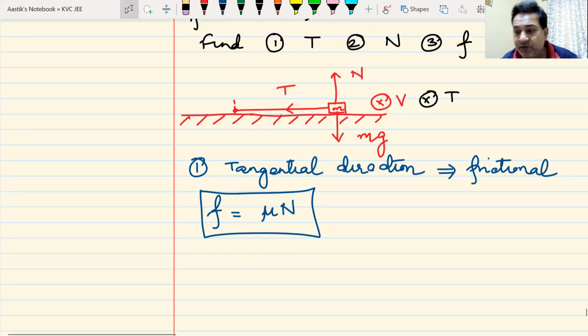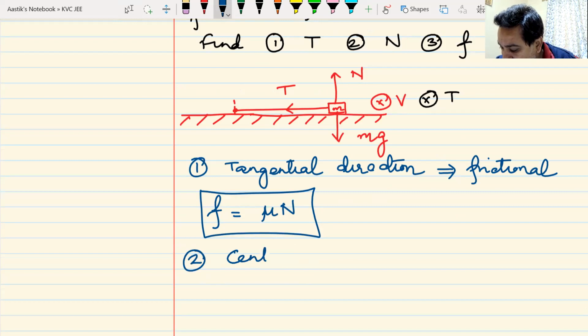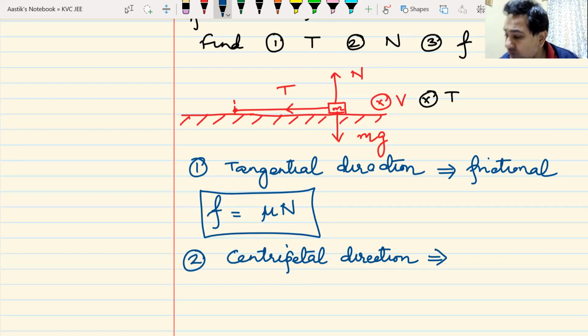In which direction would we write the second equation? The second equation will be written in the centripetal direction, towards the center. Can anyone tell me what would be the force in the centripetal direction? Which force is acting towards the center? Anyone can tell me that? T equals to mv square by R, sir.